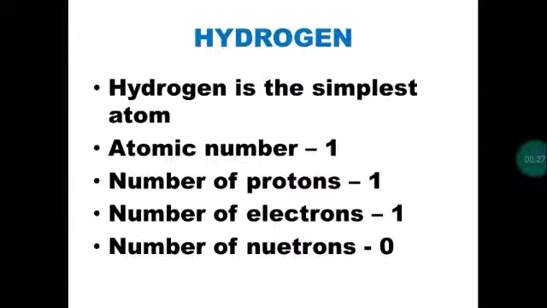As we know, the simplest atom in the modern periodic table is hydrogen. So out of 118 elements, the simplest one is hydrogen, which has atomic number 1. Since atomic number is 1, we know the number of protons as well as the number of electrons is 1. And hydrogen is the only element without a neutron. So the number of neutrons is 0.